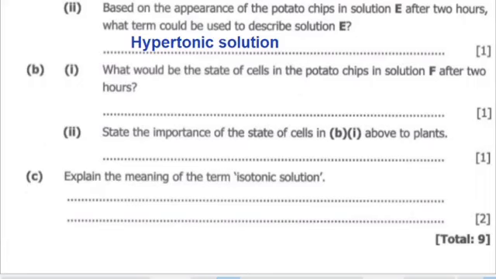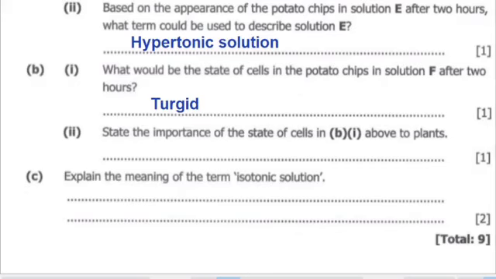Let us now move on to our question B1 right here. Our question B1 reads, what would be the state of cells in the potato chips in solution F after 2 hours? What would be the state of cells in potato chips in solution F after 2 hours? So after 2 hours, the state of cells in solution F would be that it's going to gain water, it's going to swell, it has become big as we have seen. So the state would be turgid. That's easy, the state.